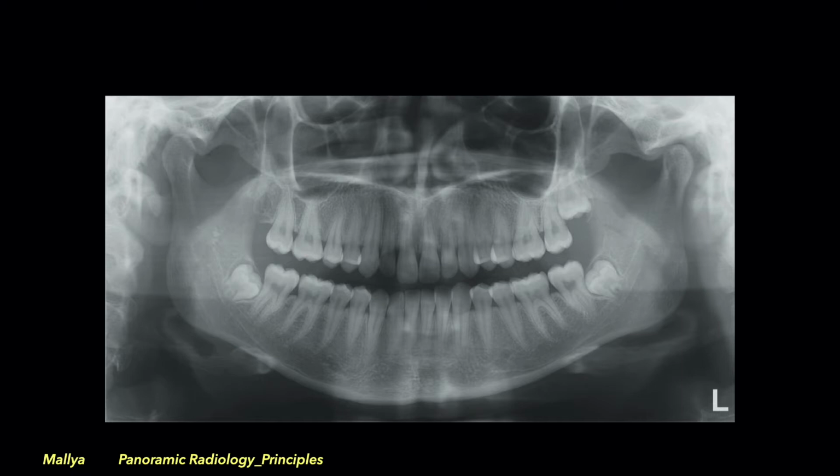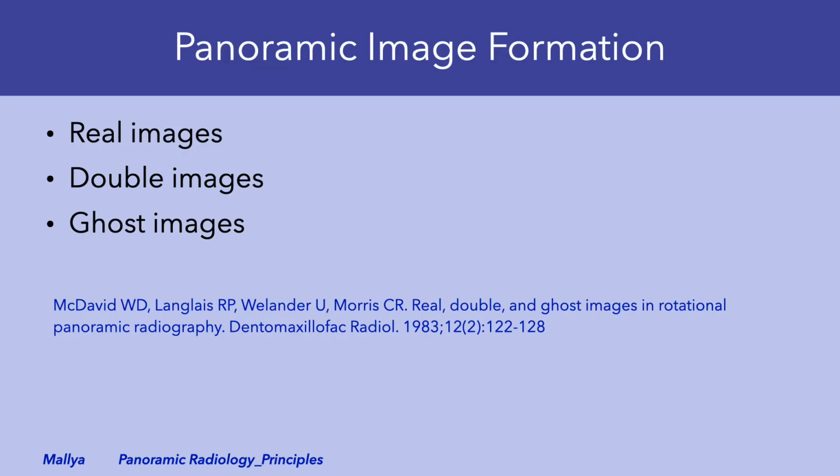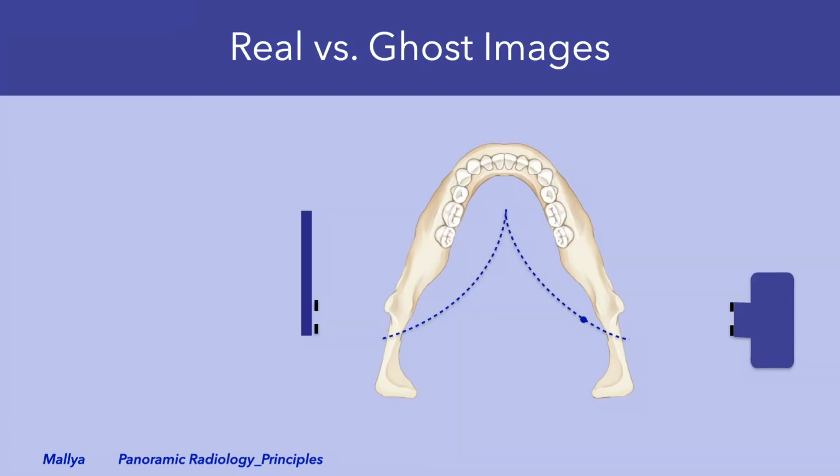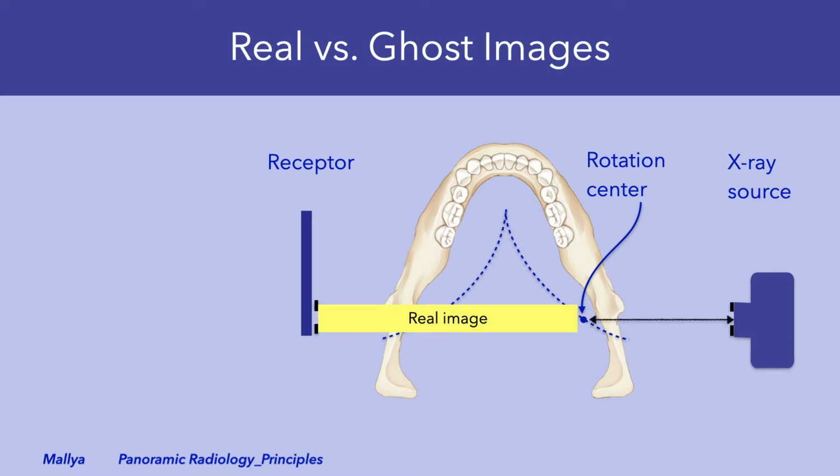Based on the projection geometry, there are three broad categories of images that we should consider: real images, double images, and ghost images. The first distinction is between real and ghost images, and this distinction is based on the position of the object relative to the X-ray source, the rotation center, and the receptor. Objects located between the rotation center and the receptor cast real images, whereas the images of objects between the rotation center and the X-ray source are referred to as ghost images.